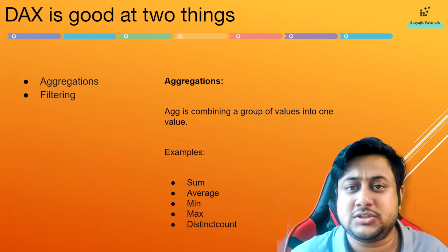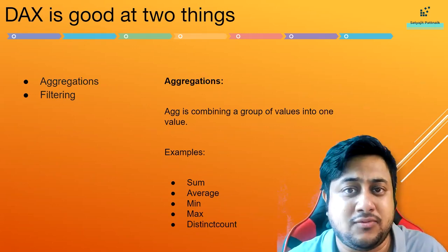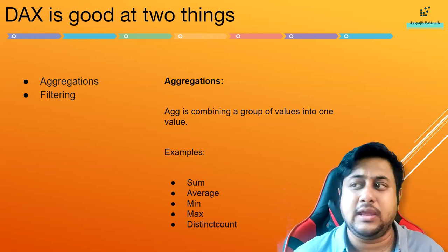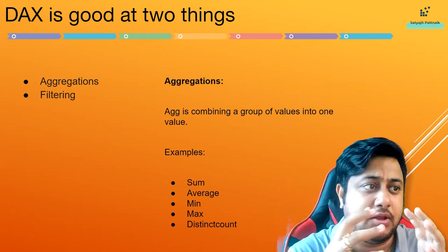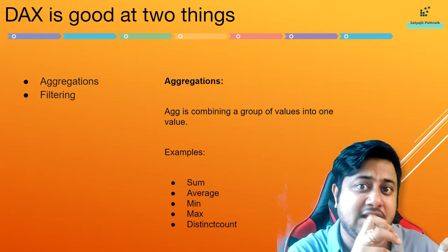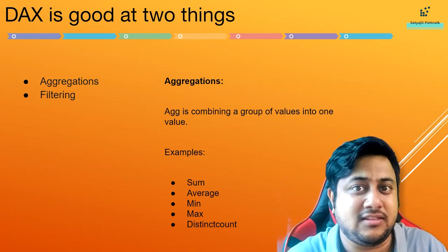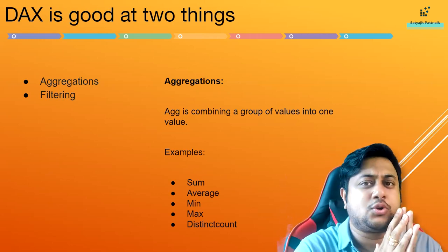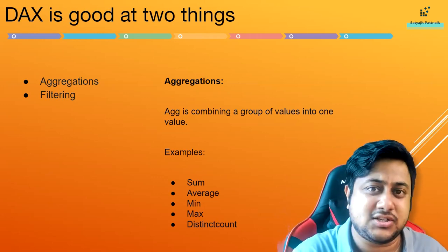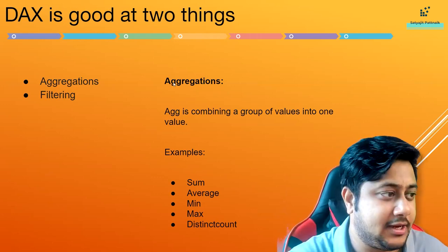Aggregation is a combination of a group of values into one value. Let's say you want to group by based on gender. So you want the total numbers for males and females. That means you're aggregating the values, right? So DAX is good at two things. One is your aggregations and one is going to be your filtering.